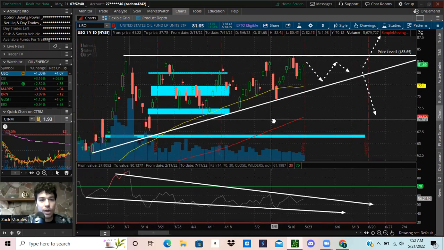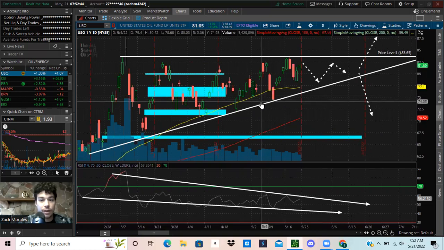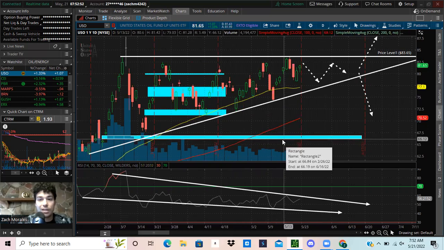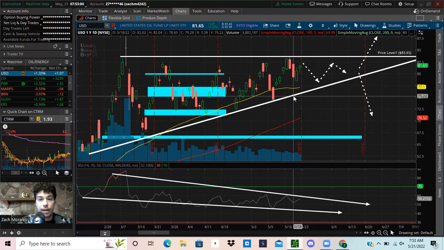So that's why I'm showing you guys, hey, we do have a continuation pattern, a bullish continuation pattern. But we have to be wary that there is a gap down to fill. Now, this may not fill anytime soon. It may fill the next time oil goes into a bear market. And a lot of people think oil and energy are going to be doing pretty well right now, especially with inflation. So we have our bullish continuation pattern.